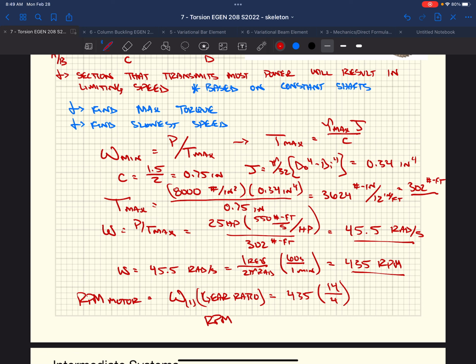So the RPM of the motor equals 1,522 RPM. And I think that kind of makes sense, right? The motor has a smaller pulley on it, a smaller gear on it. So it's going to rotate more in order to rotate the larger gear of the shaft 1 revolution. So we had to up that RPM.